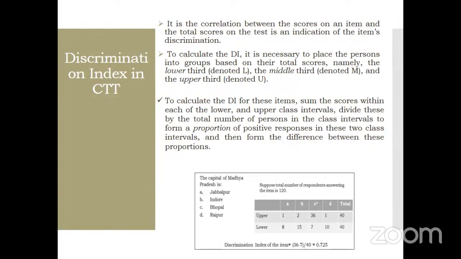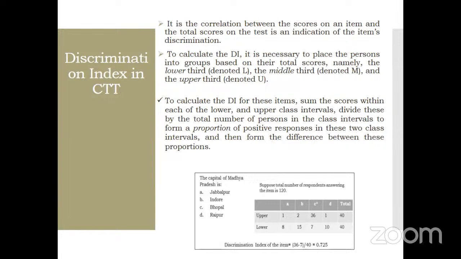Now you see the distribution of people answering the item correctly, or choosing each of these options, in the upper and the lower group. The first option, Jabalpur, was selected by one person in the upper group. Upper group means people who got a higher score, so they have a higher ability. And the lower group means those who have lower ability, who got lower scores in the test.